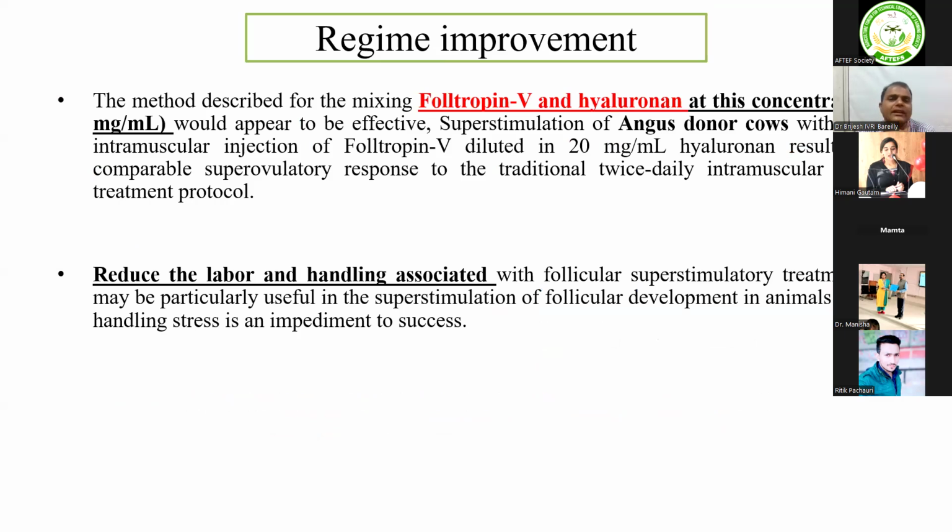So really, this single dose regime is the need of the hour. Some scientists have tried Folltropin-V with hyaluronan at a concentration of 20 milligram per ml, and it appears to be effective. Superstimulation in Angus donor cows with a single intramuscular injection of Folltropin-V diluted with 20 milligram per ml of hyaluronan resulted in a superovulatory response comparable to the traditional twice daily intramuscular injection treatment.